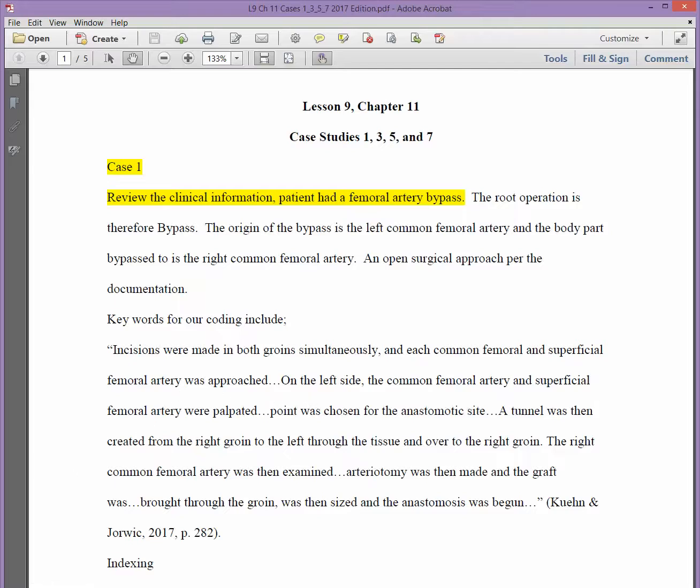On the left side, the common femoral artery and superficial femoral artery were palpated. A point was chosen for the anastomotic site. A tunnel was then created from the right to the left through the tissue and over to the right. The right common femoral artery was then examined. An arteriotomy was then made, and the graft was brought through the groin, was then sized, and the anastomosis was begun.